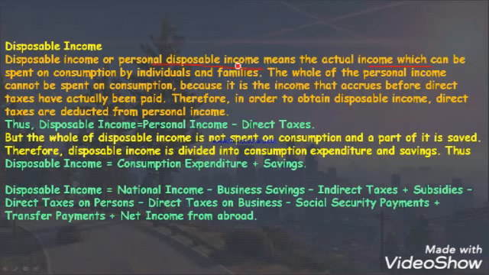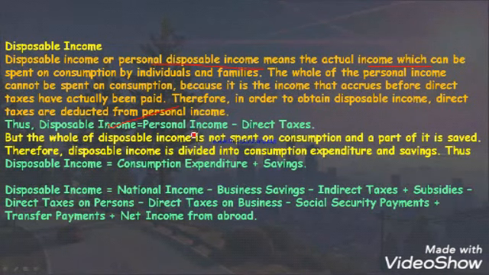income, which means the actual income which can be spent on consumption by an individual. For example, you buy groceries for your family, fruits, vegetables, milk. This will all be considered under disposable income, that actual amount which can be spent by your family. Okay, let's get to the formula.